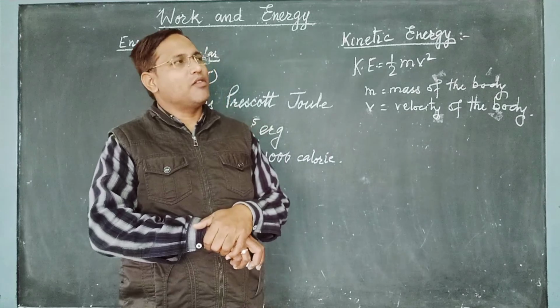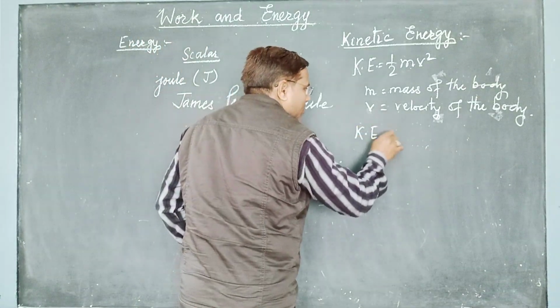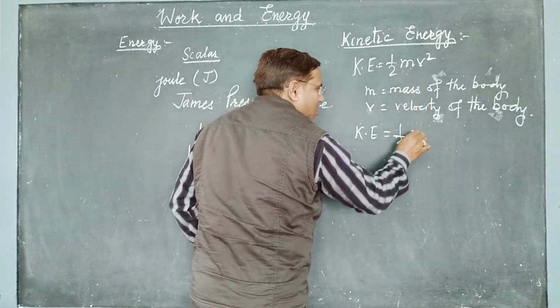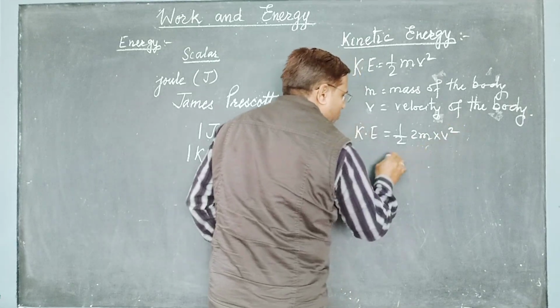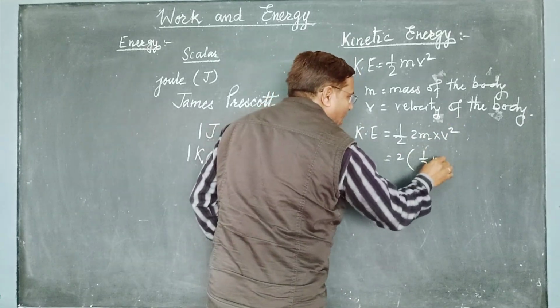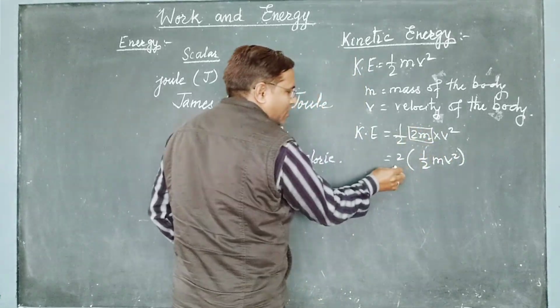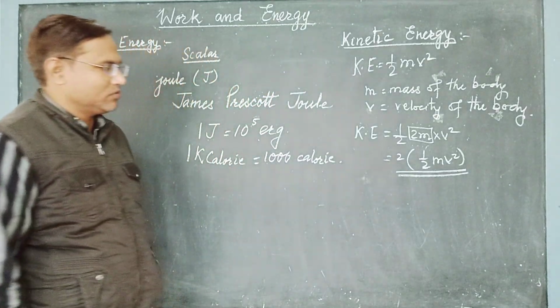Let me explain. For example, here the mass is m. Now if I double the mass, what will happen? It will become 2m into v square. So 2 you take out common, it is equal to 2 times half mv square. So if I am doubling the mass, the overall kinetic energy has become doubled.